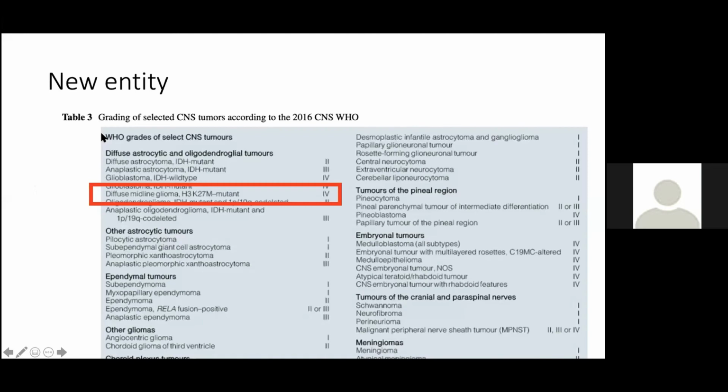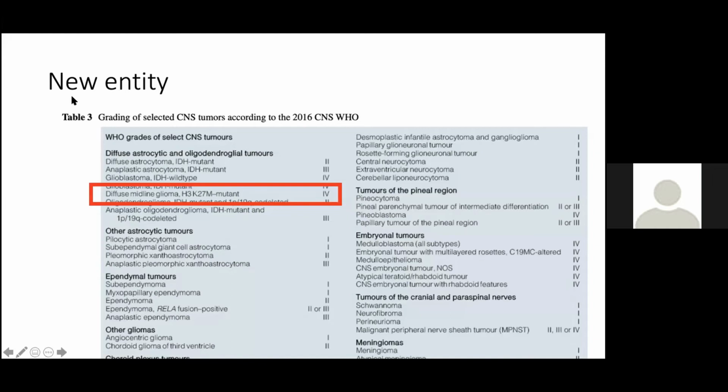Since 2016, this mutation has been its own entity, being the mutation of the so-called diffuse midline glioma. Before that, we typically saw this in children, and it was termed diffuse intrinsic pontine glioma, normally occurring in the pons. But since then, we've realized that along the midline of the whole neuraxis, this mutation can occur.